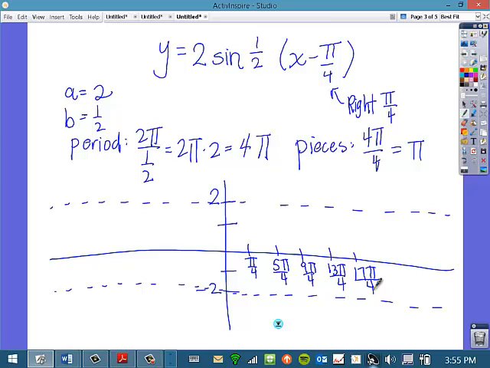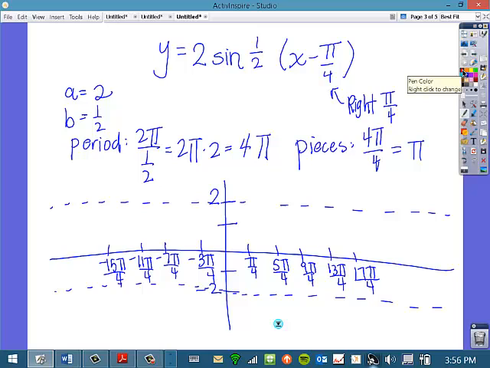1 period. Let's go back toward the left. So you're going to subtract 4 pi over 4. So minus 3 pi over 4. Then minus 7 pi over 4. Then minus 11 pi over 4. And then finally minus 15 pi over 4.